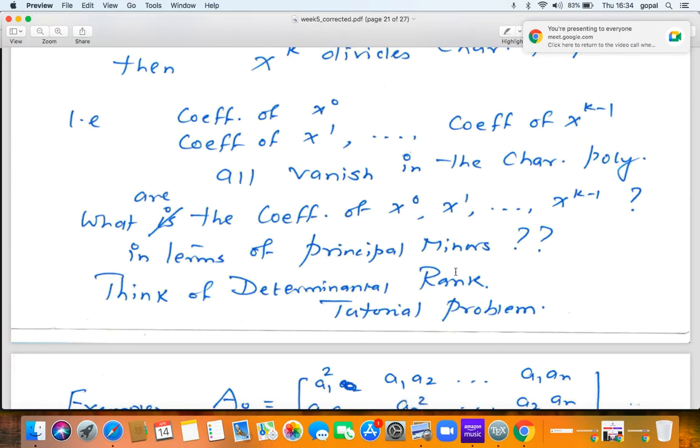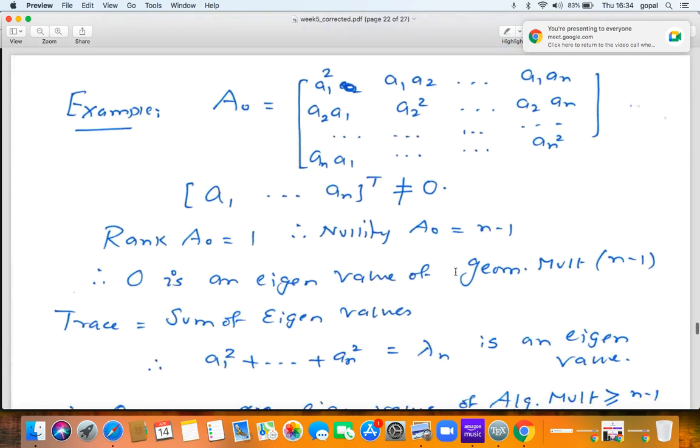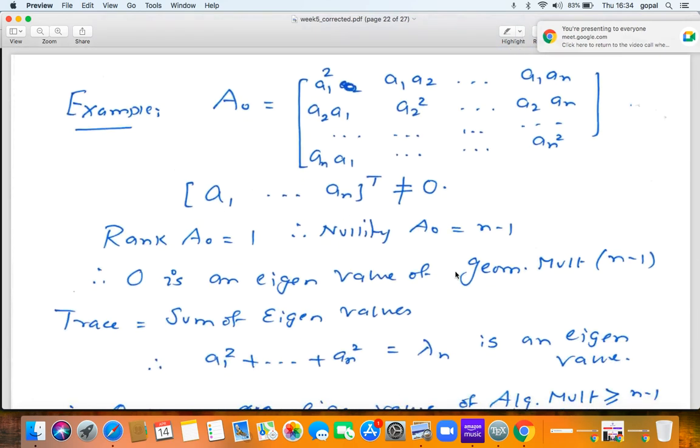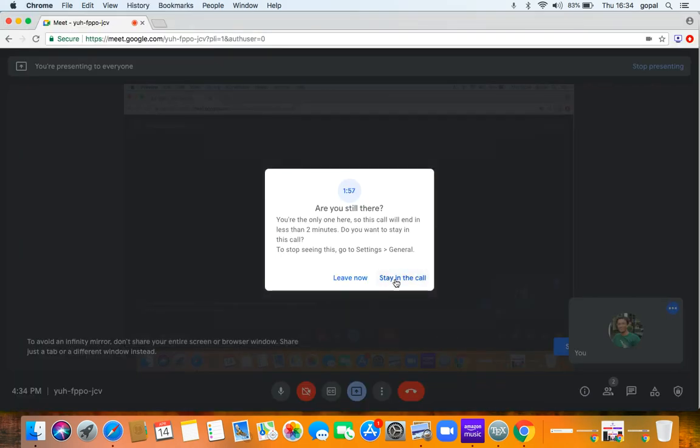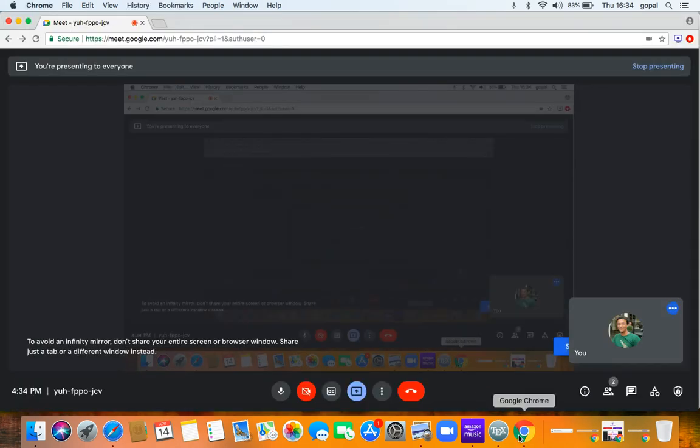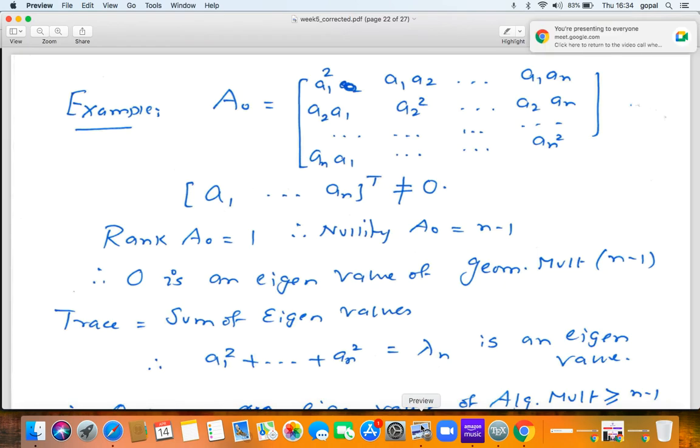Now let's take up a simple example. Let us look at the example, the matrix called capital A0. The first row is A1 squared, A1 A2, ..., A1 An. The second row is A2 A1, A2 squared, ..., A2 An. And so on, down to the last row, An A1, ..., An squared.